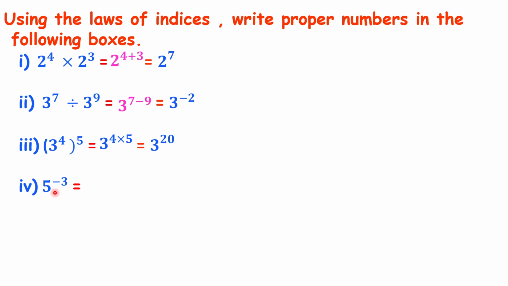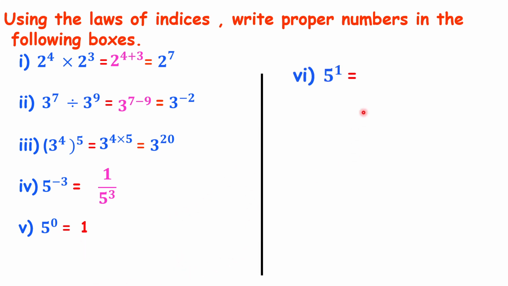Example 4. 5 raised to minus 3 is equal to 1 upon 5 raised to 3. 5 raised to 0 is equal to, we know if index is 0, then the value of any number will be 1. So answer is 1. Example number 6. 5 raised to 1. If index is 1, then by rule of indices, the answer is the number itself. So the answer is 5.